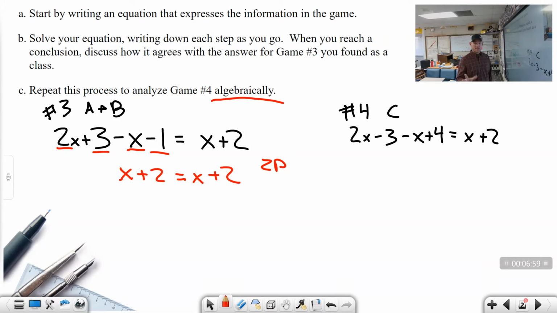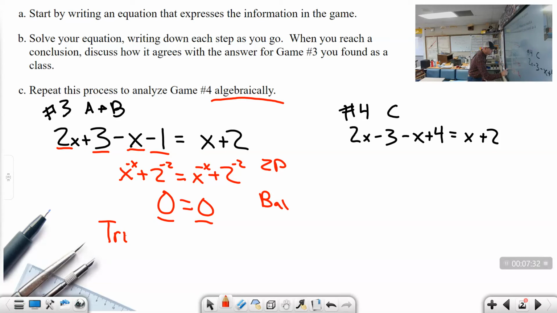Okay? My next legal move is a balance. If I do a balance, I notice that I can take an x away from both sides. I notice I can take 2 away from both sides. That's going to give me 0 equals 0. Now, if you still had your chapter 2 notebook, and I think it's lesson 2.1.8, this is true or false. Is this a true or false statement? Does 0 equal 0? The answer is yes, true.